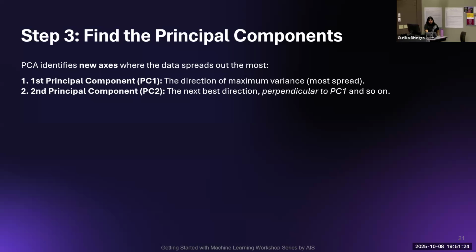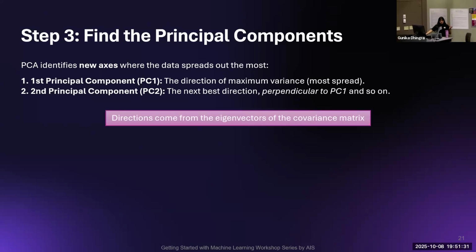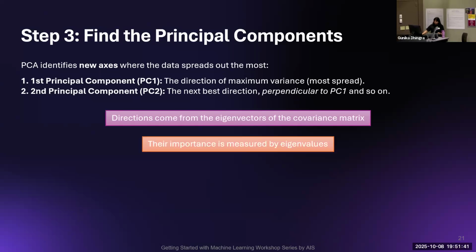Step 3 is to find the principal components. How do we do that? We do that by eigenvalues and eigenvectors. The directions, in terms of, let's see, if one is going up, the other is going down, if one is increasing, the other is decreasing, come from the eigenvectors of the covariance matrix. And their importance, in terms of how much impact each feature is making, comes from the eigenvalues.